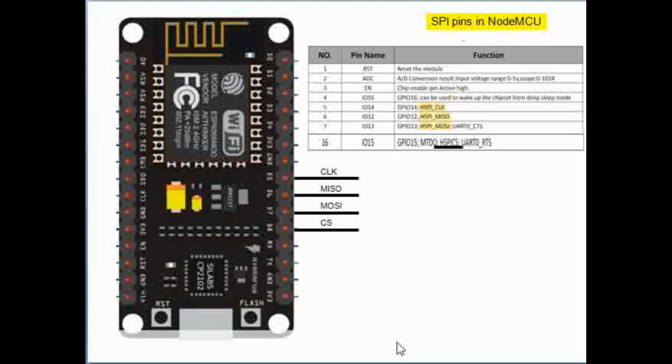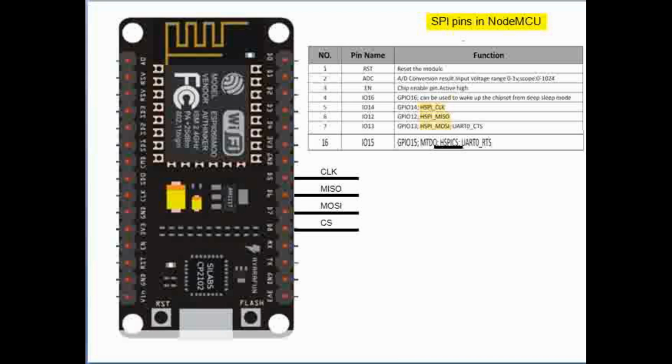Hello, let us continue our discussion on the NodeMCU. So, we will talk about the SPI interface in NodeMCU. SPI stands for Serial Peripheral Interface. As the name indicates, this is a serial interface which transmits data serially over the lines that are dedicated to this serial interface.